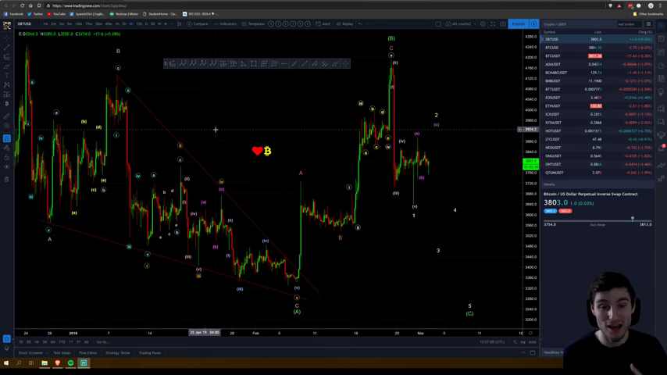Firstly, just a bit of background on the chart: I do believe that this is coming down in a Z after a WXYXZ correction, okay? And this is then going to be an ABC within the Z, okay? So that's just a bit of background.